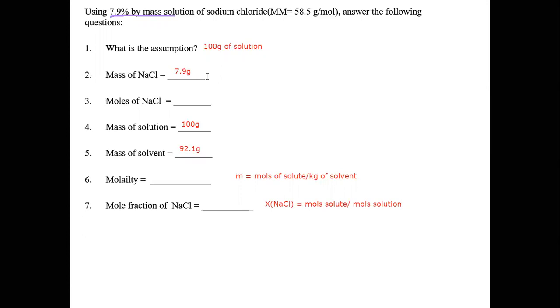Now, if it doesn't tell you what type of solvent you use, it's understood that it is water, because we're making an aqueous solution of sodium chloride, so water is the solvent that's used. So in order to calculate the molality, we need the moles of solute and kilograms of solvent. So we can go ahead and divide the mass of solvent by 1,000, and we get 0.0921 kilograms of solvent. And we can find the moles of sodium chloride by taking the mass, 7.9, dividing it by 58.5.